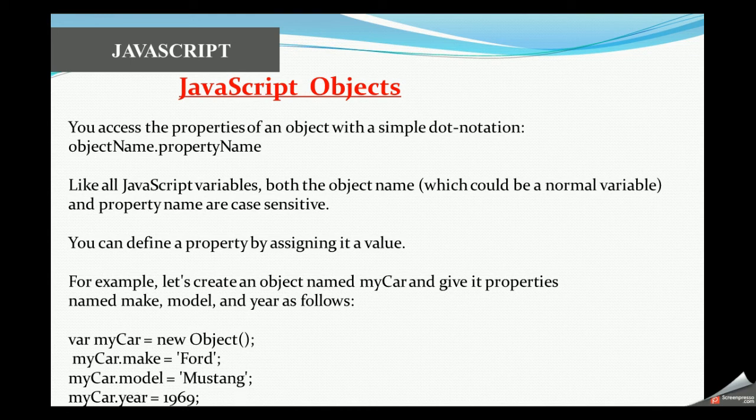So the different properties that you are using are make, model and year, and the object name is car. So this object is holding various values. This is what a JavaScript object means. If we are creating a variable name and it is holding various values, we will say that these are JavaScript objects.